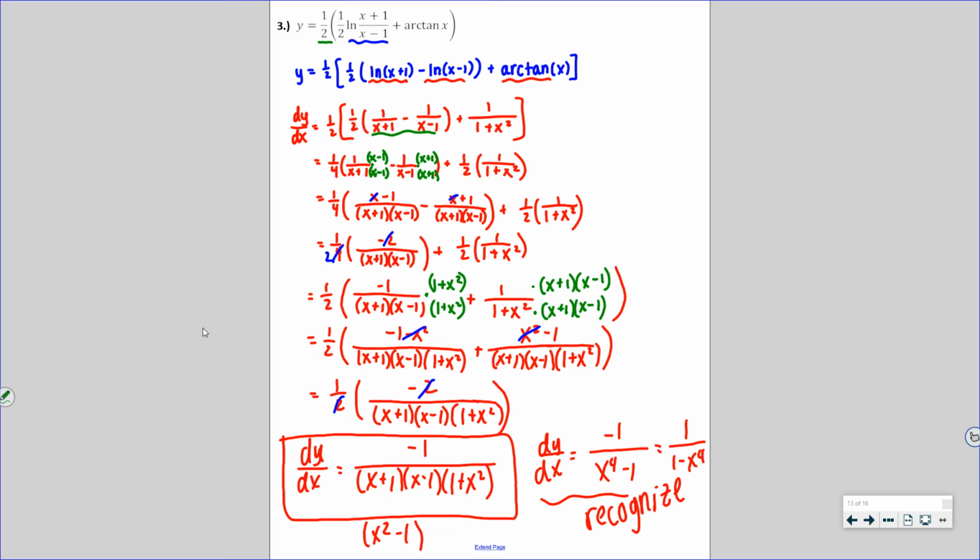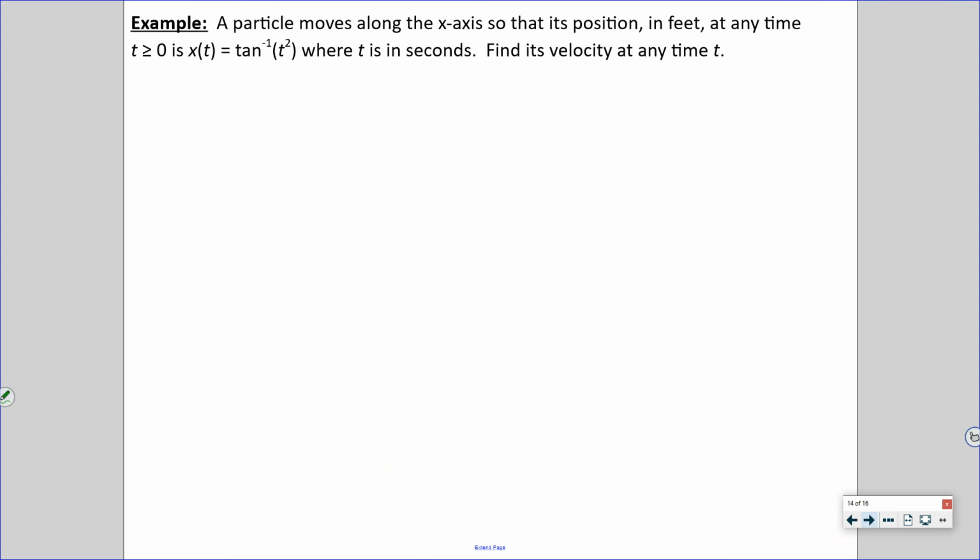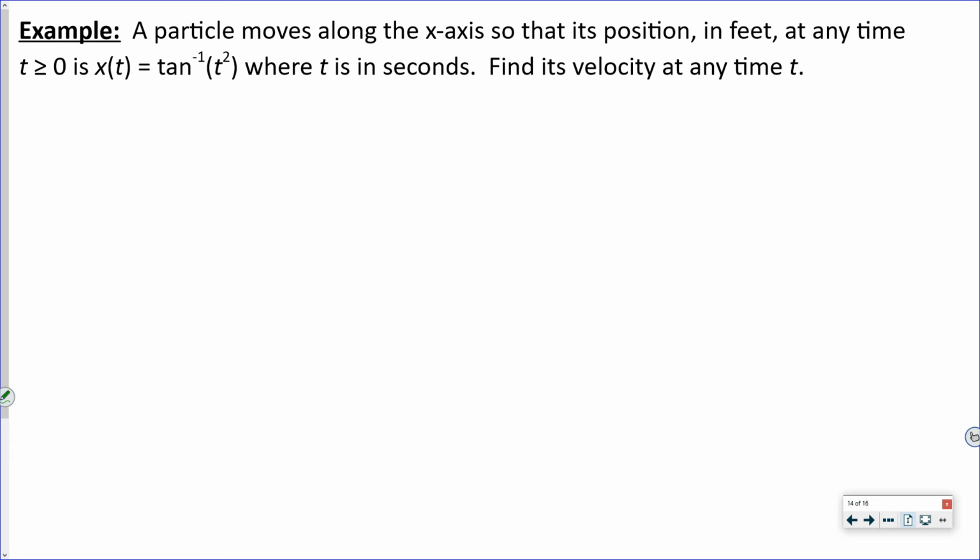Okay. Good stuff. So that's pretty much the new rules for this lesson. Now we'll just do some applications. Oh, classic particle moving along the x-axis.